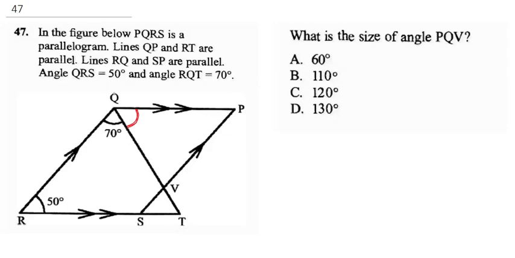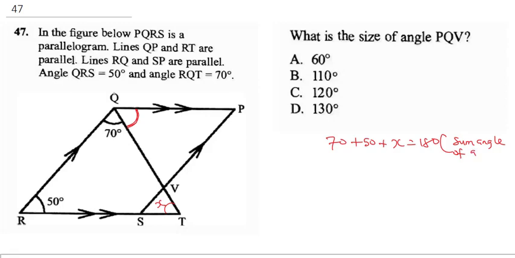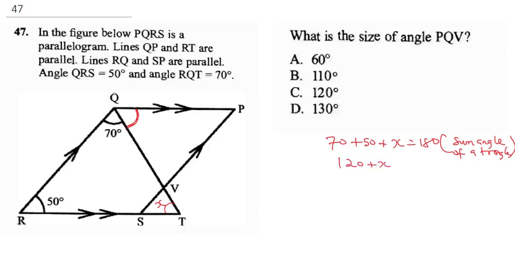Now, I want you to know that this line is parallel to this line. So the first thing you need to know is that the sum of angles in a triangle is what? 180 degrees. So let's find here. Let's call here x. So now this is going to be 70 plus 50 plus x will be what? 180. This is the sum of angles of a triangle. That's the reason. Whenever you sum up the angles of a triangle, you get 180 degrees. So this is going to be 120 plus x equal to 180. Therefore, x will be 180 minus 120. That will give us 60 degrees.